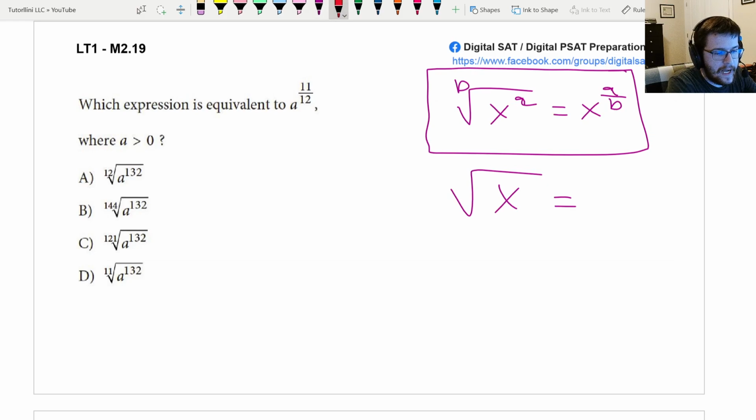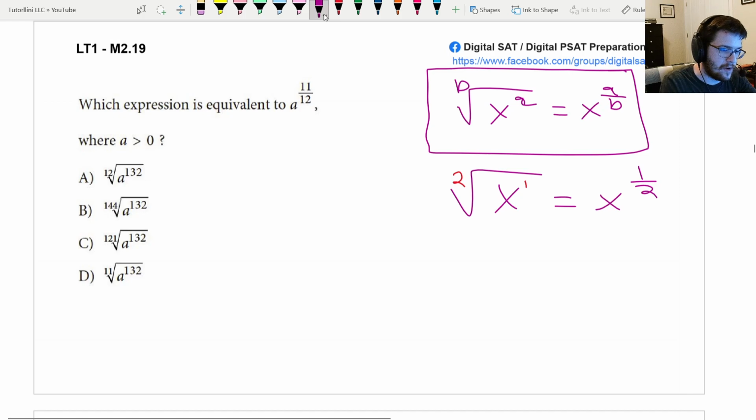So if there's no power, that's a 1. If there's no number on the root, that's a 2. So this one is x to the 1/2. That square root comes up so often, you probably just want to memorize that. But again, I just wanted to show you so that you could see where these other examples we're going to do come from. So see, the number here goes here, power, and then root. Power, root, power, root.